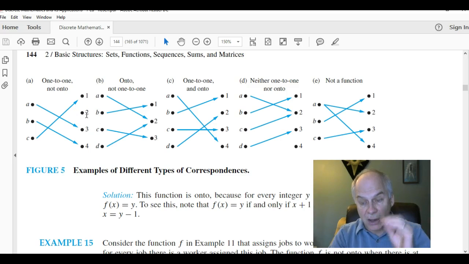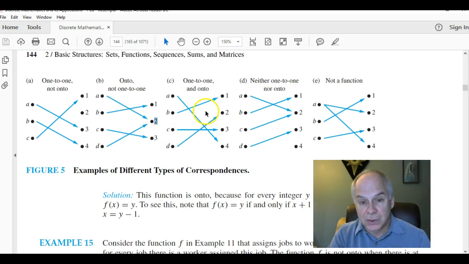So your codomain is not all used up. The range is 1, 3, 4, and the range is not the same as the codomain. In diagram B, it's onto because all items in the codomain 1, 2, 3 are used up, but it's not 1-to-1. Why is it not 1-to-1? Well, right here, the item 2 comes from the pre-image item A and from D. So both A and D give you 2, and so that's not 1-to-1.